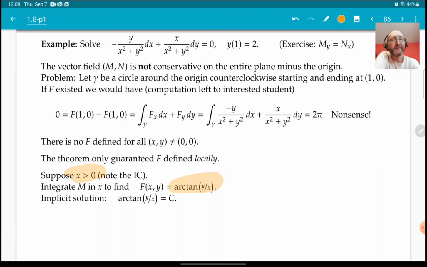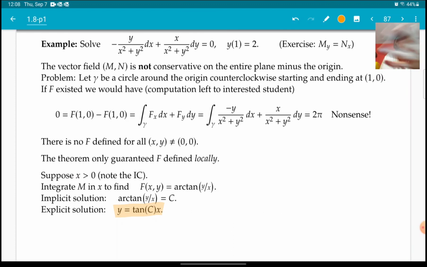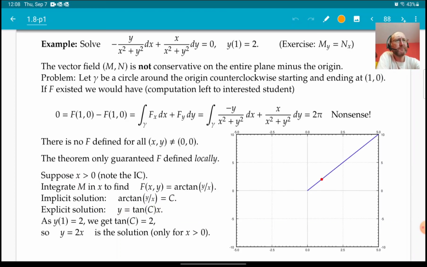All right, so the implicit solution is going to be this. So the explicit solution is this thing. So you just take the tangent, right? Arctangent is the inverse tangent, and so that's what we get. So what do we get? We actually get lines, right? So tangent of c, c is a constant, so these are just the slope of this line through the origin, right? So as y(1) is 2, we get that tangent of c should be 2, right?